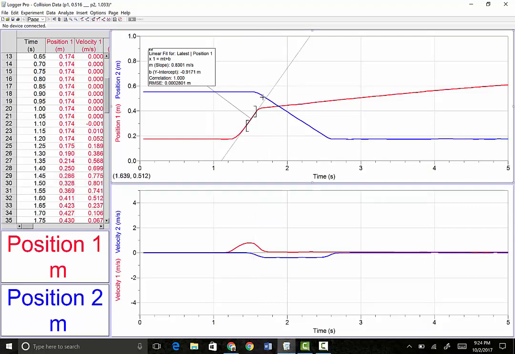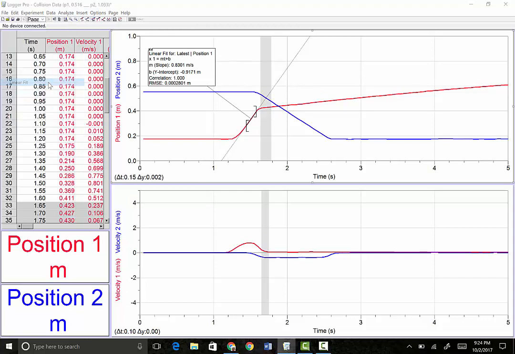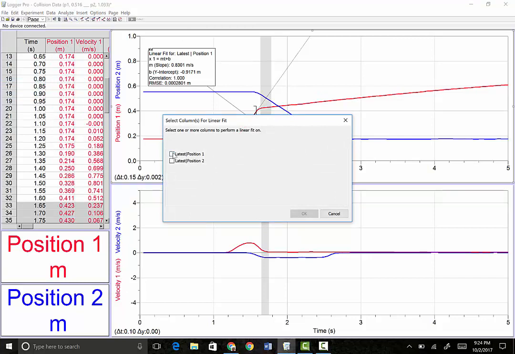After the collision, I want just after the collision to see what that new velocity is going to be, so I highlight just after the collision. Again, this is where the collision happens. You can see because of those changes in velocity that happen. So I highlight just after the collision happens. Again, I go to Analyze, Linear Fit, so I'm going to get the slope of those.